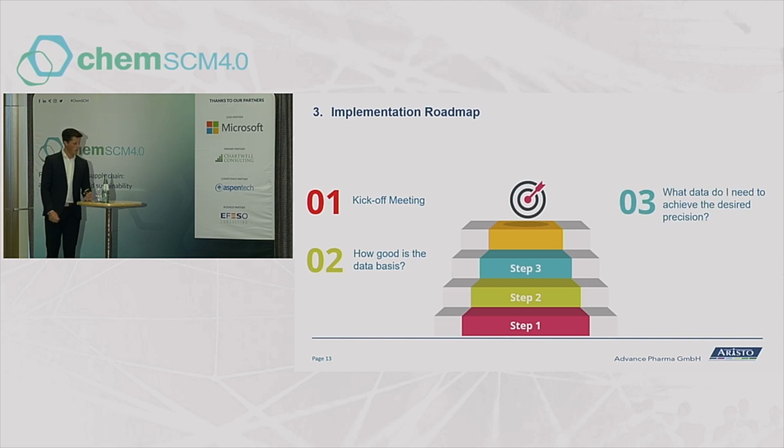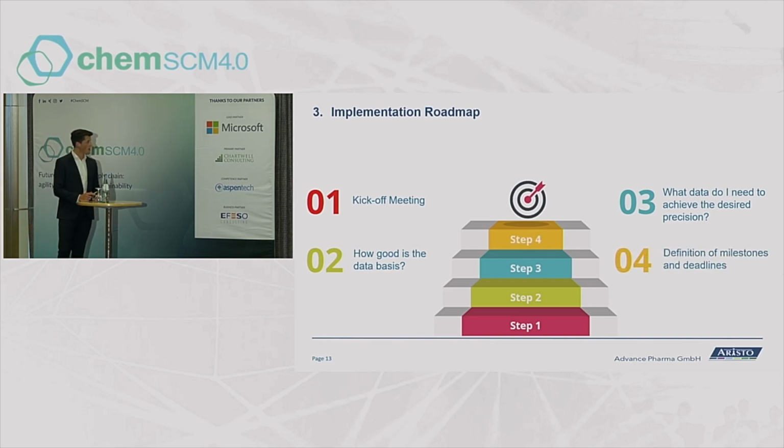You want to know how precise your tool should be. And here we can apply the Pareto principle. You can have 80% accuracy in 20% of the time, but if you want to have 100% accuracy, then you need to invest another 80%, and that influences your costs and the programming effort. And then also define milestones and deadlines.